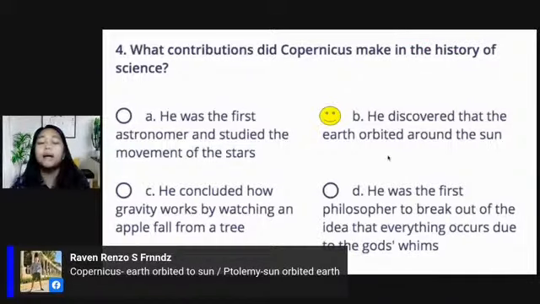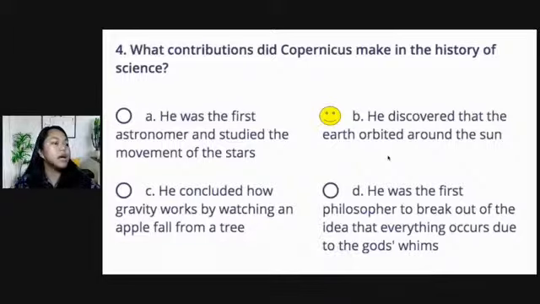So for a long time, people believed in Ptolemy's theory. So people believed that the Earth is at the center, and the sun, along with the rest of the planets, are revolving around the Earth. But now we know that tama si Copernicus, no? It is the sun which is at the center of the universe, not the Earth.